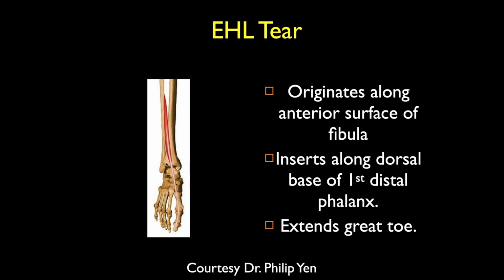Yeah. So there's the extensor hallucis longus where it originates. It comes down to the anterior part of the ankle all the way down. And it's basically the terminal tendon, like we will see in the hands, attaching to the dorsal base of the distal phalanx.